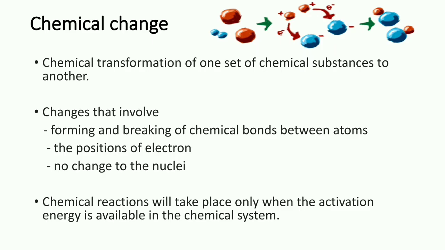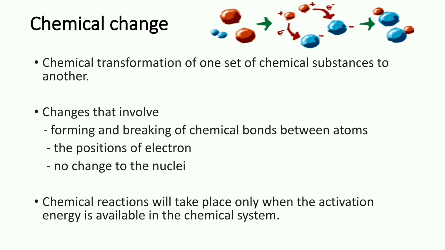We all know that chemical changes or chemical reactions are the transformation of one set of chemical substances into another, and this transformation involves formation and breaking of the bonds in the form of the electrons. We should keep in mind that chemical changes have nothing to do with the nuclei of the atoms. That means the elemental change is not going to occur in chemical reactions.